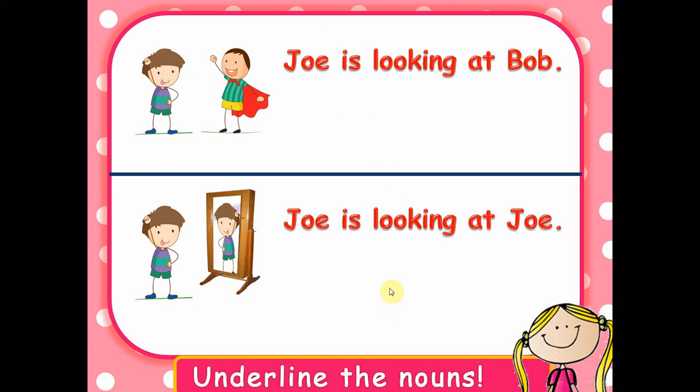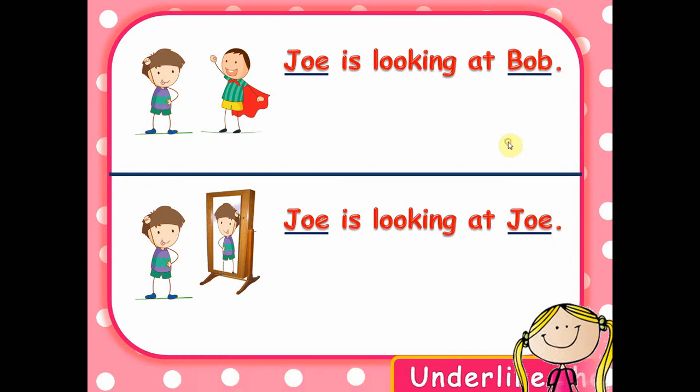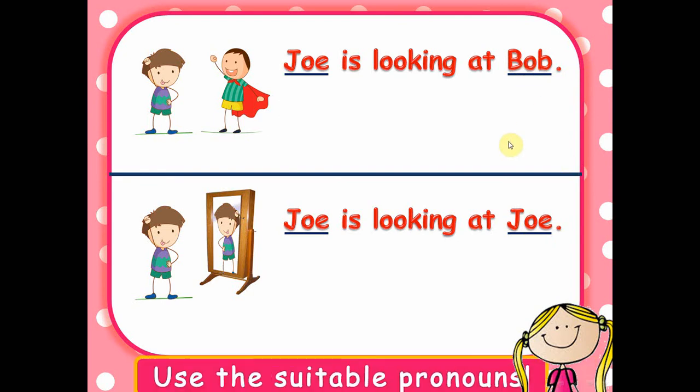In the first sentence I have Joe as a subject and Bob as an object. In the second one, I have Joe as a subject and as an object. Okay, speaking about this one, Joe, and this one, Bob, we are going to replace them by suitable pronouns. To replace Bob with a suitable pronoun, which pronoun shall I use? Yes, him. So I will say Joe is looking at him, an object pronoun.